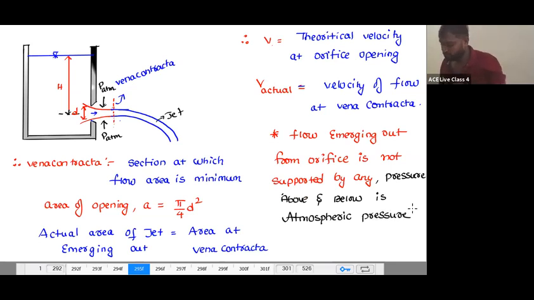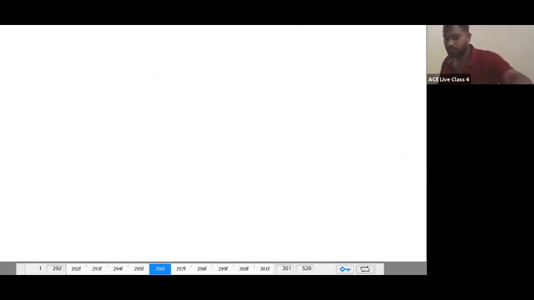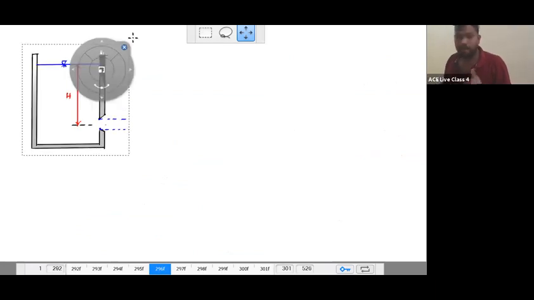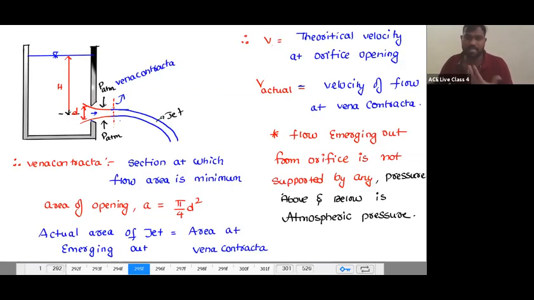Okay. So now let's take that figure once again. Now I am going to do the analysis. What I have done here is explain the topics and terms. There is an opening of diameter D, and there is a vena contracta. But what is the actual area of the jet? The actual area of the jet is nothing but the area at the vena contracta. And what is the actual velocity? The velocity of the flow at the vena contracta. And as the flow emerging out from the orifice is not supported by anything, the pressure above and below is atmospheric pressure.